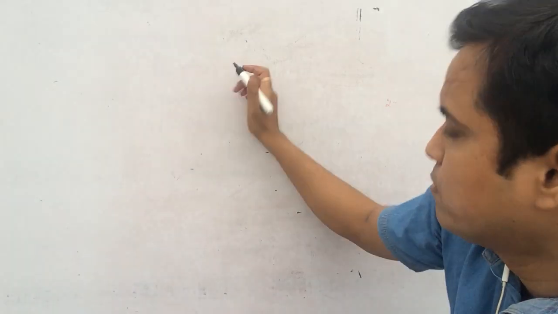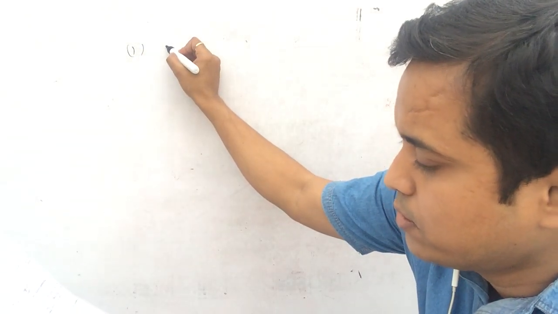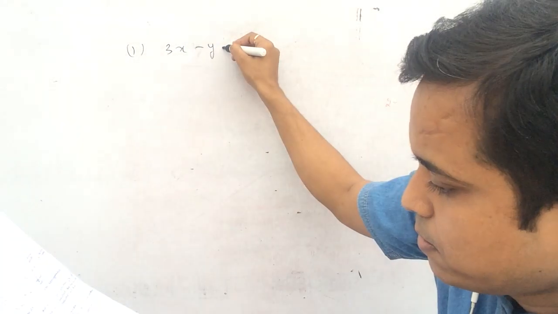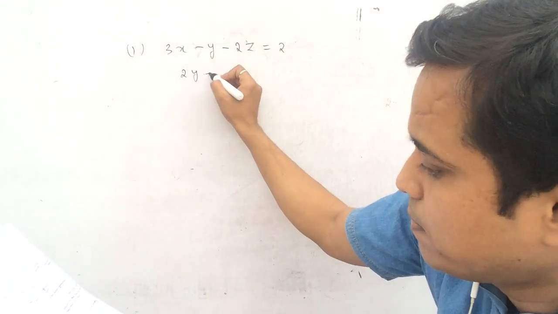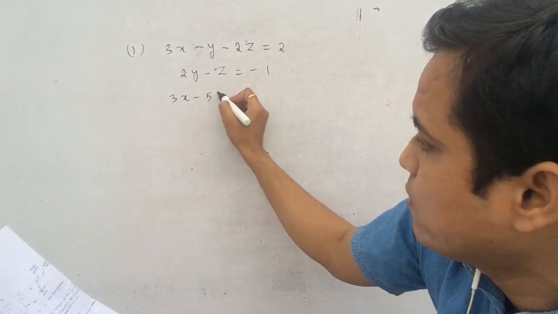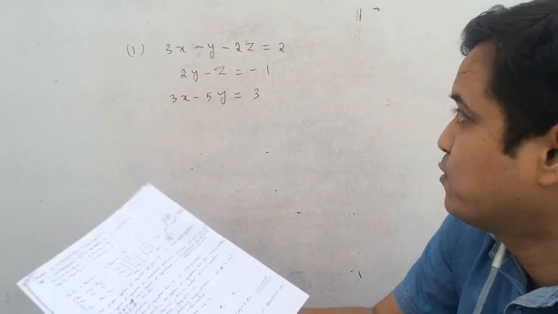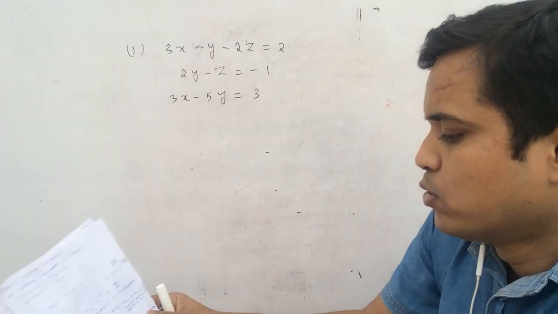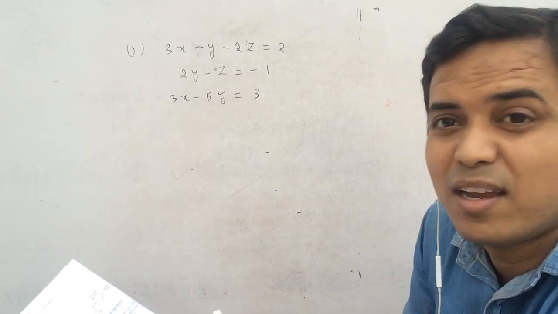All right, so here we have the first question. Let's solve it. The first question is 3x minus y minus 2z equal to 2, 2y minus z equal to minus 1, 3x minus 5y equal to 3. You have a system of linear equations, three equations, and you have to find the values of x, y and z if it is consistent.